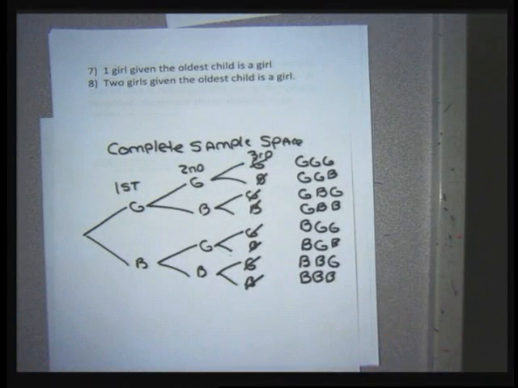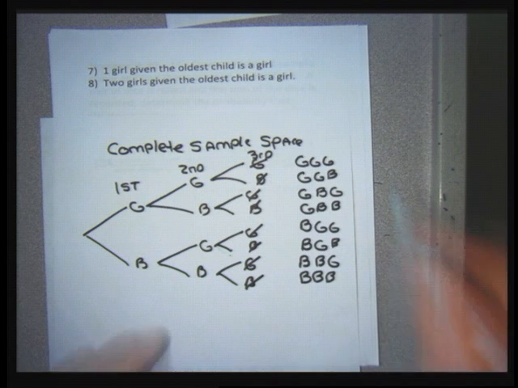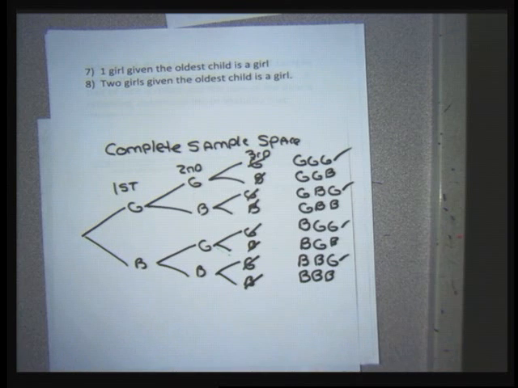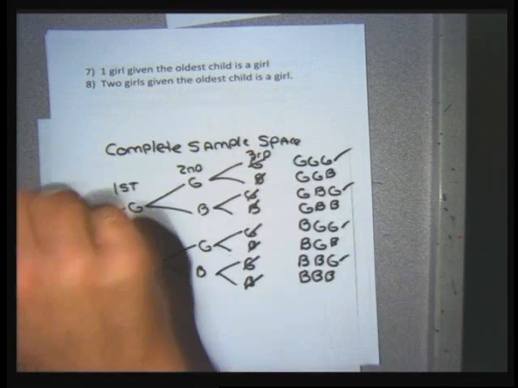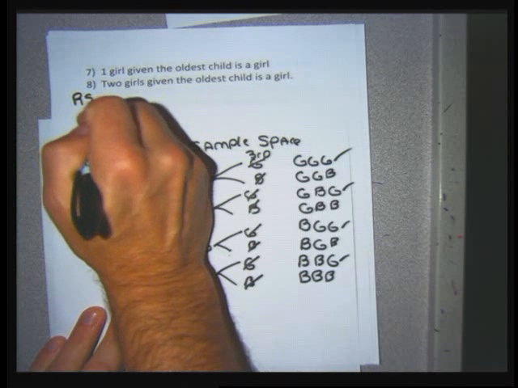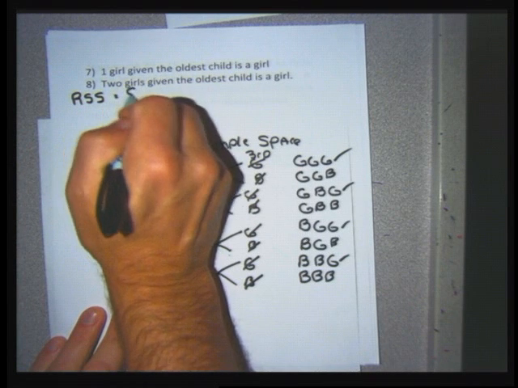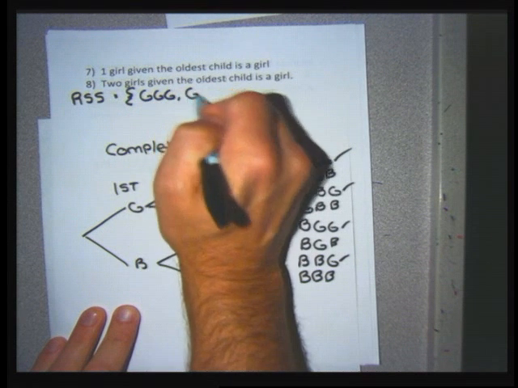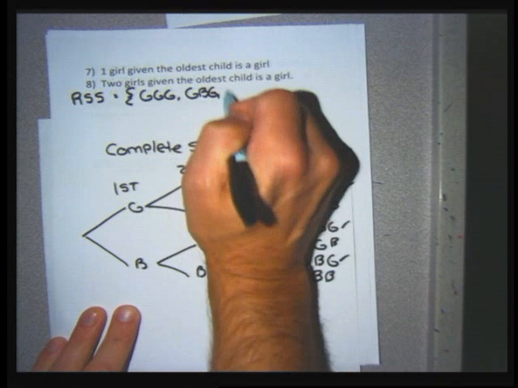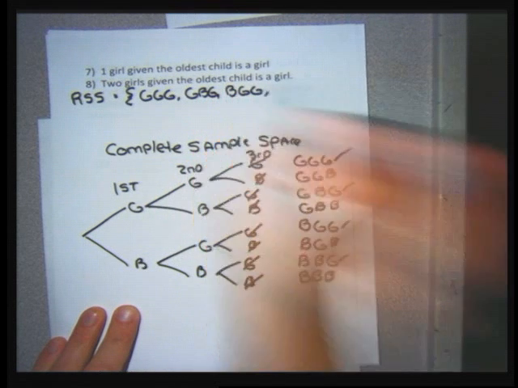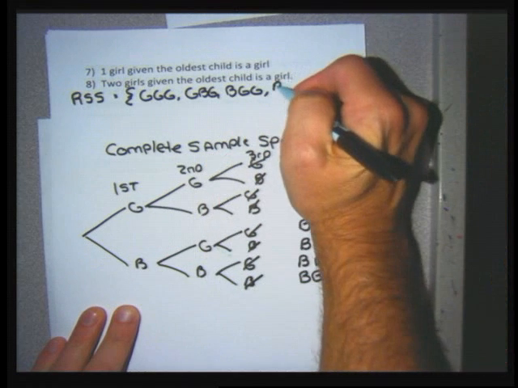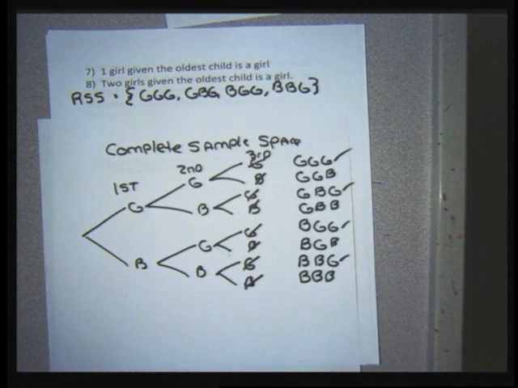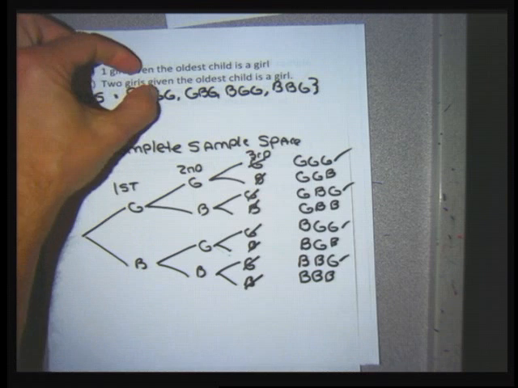For 7 and 8, we're going to use the same reduced sample space. We're going to pick off this one, that one, that one, and that one that have the oldest child a girl. So after the word given, it tells me I'm only looking at the items in the sample space that have the oldest child a girl. So I'm looking at girl, girl, girl, girl, boy, girl, boy, girl, girl, and boy, boy, girl. So that's the same part of the sample space that you're going to use for question 7 because they both have the criteria that the oldest child's a girl.